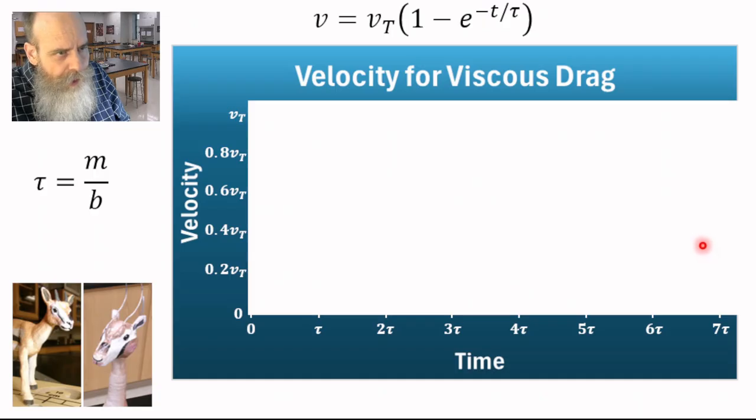Let's look at the graph of velocity versus time. Here we are plotting this function. Vertical axis is in terms of Vt, horizontal axis in terms of the time constant tau. Here's what we get.